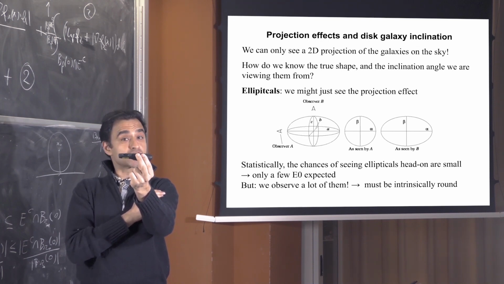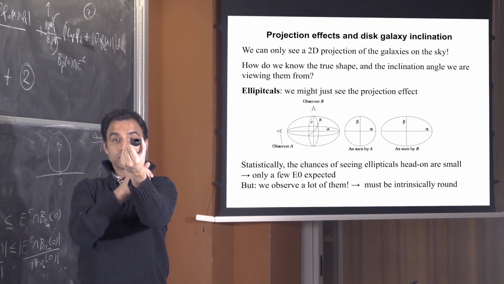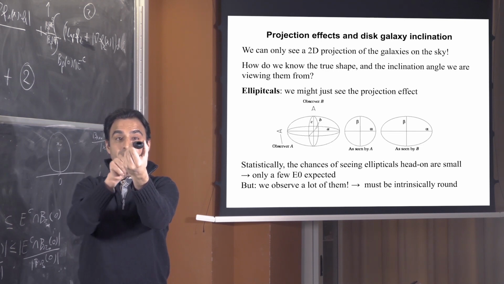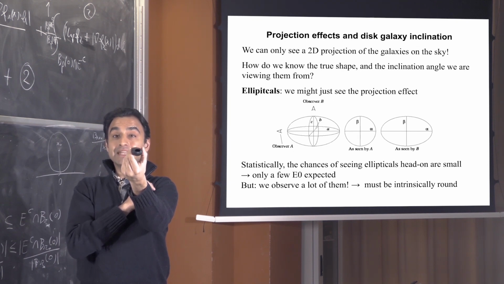However, if by chance this galaxy is oriented in this way towards my line of sight, I would be able only to see a circle, and therefore I would naively label it as an E0 galaxy.